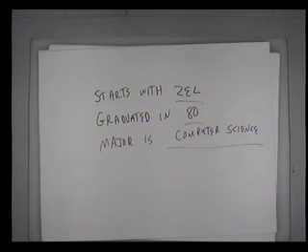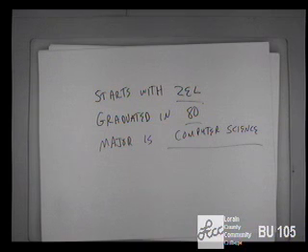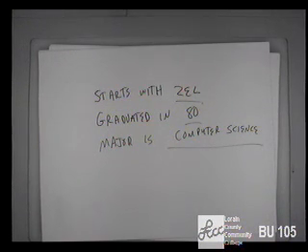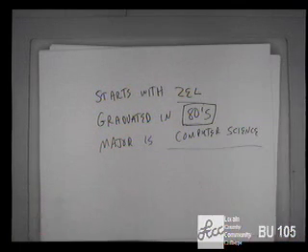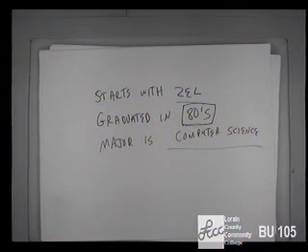What could be a query to help this person find out the full name, first name, last name, city, and state for someone whose last name starts with Z-E-L that graduated sometime in the 80s? Graduated in the 80s. And finally, I know their major is computer science. Let's think about that one for a minute.